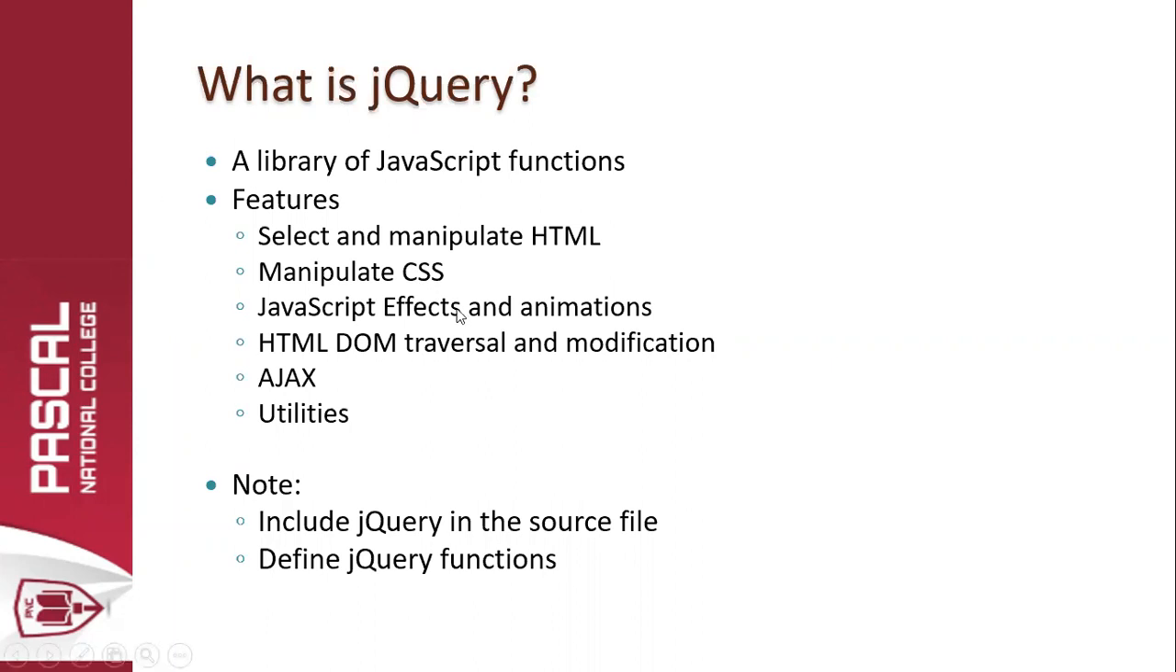You can manipulate your CSS. You can add effects and animation with jQuery. Next is DOM traversal, meaning you can go through any of the document elements and modify them. Next is Ajax and other utilities you can perform with jQuery. For jQuery, you need to include one of the jQuery source files, or you can link to jQuery from a library source. Then you need to define your jQuery function. This jQuery source will have all the system-defined function definitions. You just need to call the function and pass your parameter values.